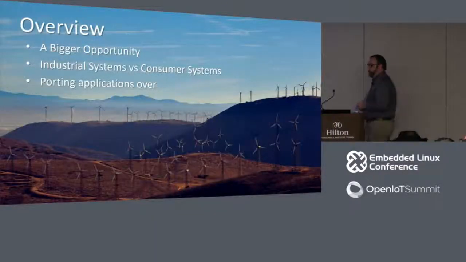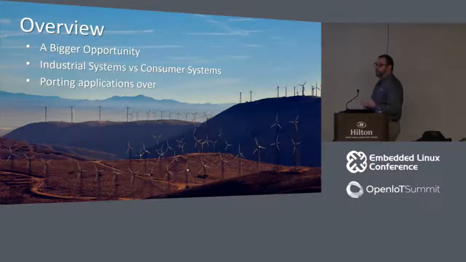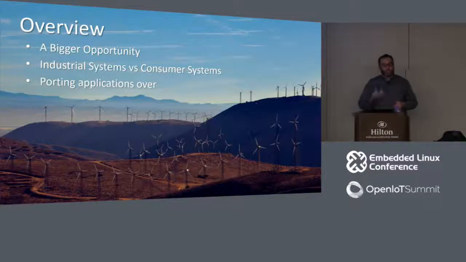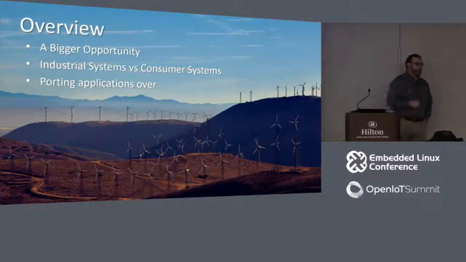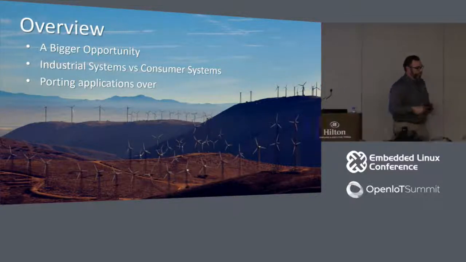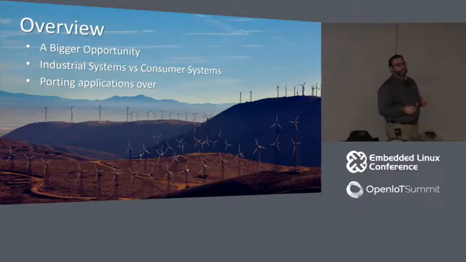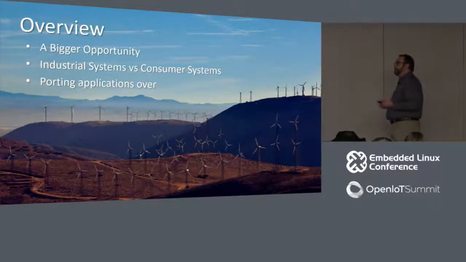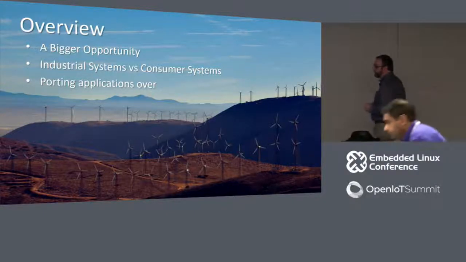But three key ideas we're going to cover today. I think there's a much larger opportunity out there that we can all start tapping into. We're going to talk a little bit about the differences between industrial systems and consumer systems from a design perspective, from a technology perspective, from an application perspective. Because while there are some similarities and a lot of opportunities for getting more value out of these types of applications, there are some pretty big differences also.